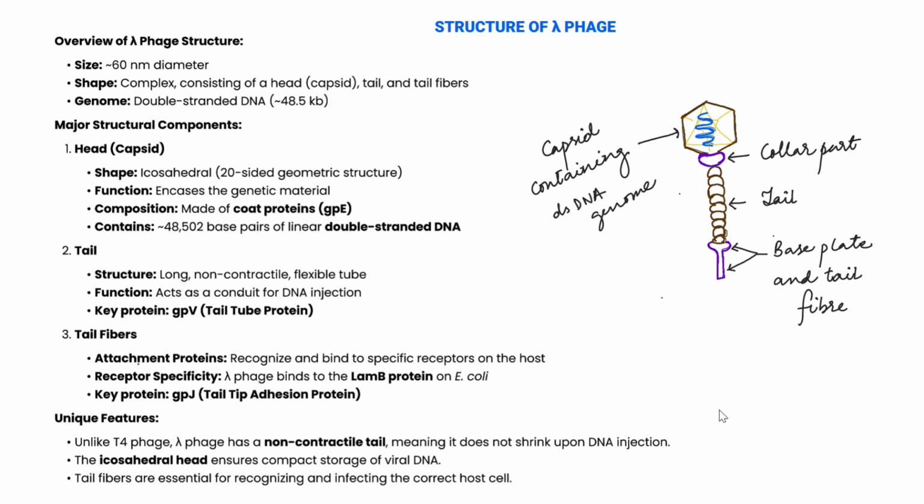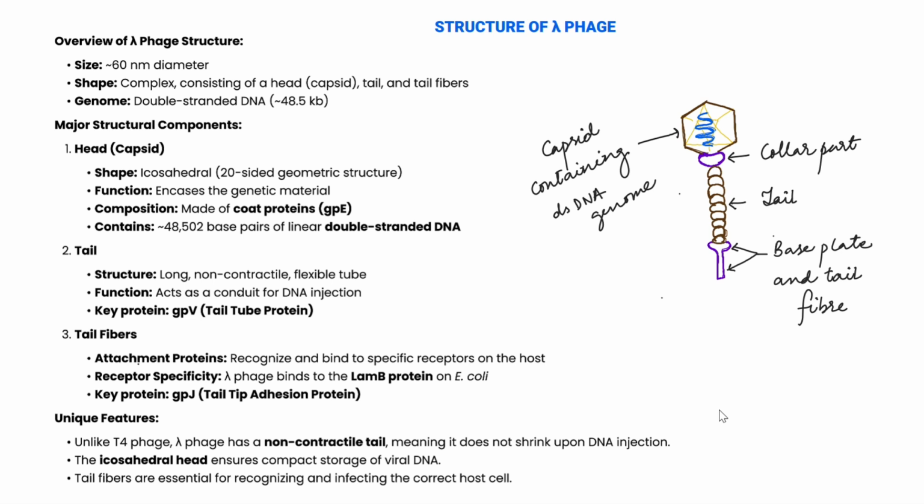First, let's talk about the head, also known as the capsid. It is icosahedral, meaning it has 20 triangular faces, which is a common structural feature of many viruses. The head is made up of coat proteins, GPE proteins, and serves as a protective shell for the double-stranded DNA genome, which is about 48.5 kilobases long. This DNA contains all the genetic instructions required for viral replication and host manipulation.